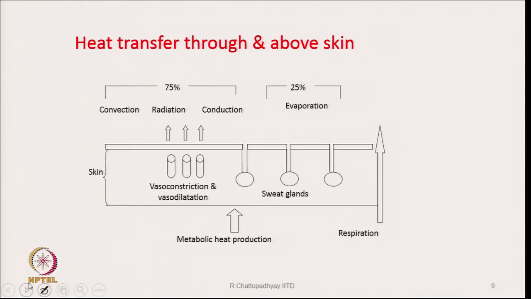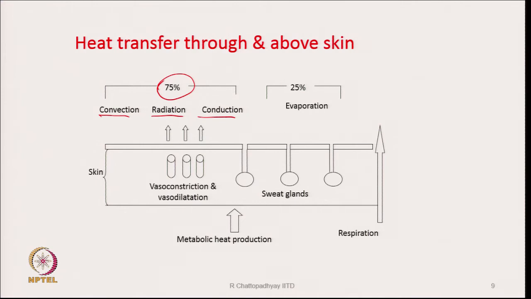Heat transfer through and above skin. This diagram gives you some idea about the heat that is moving out from the body. Part of it is passing through the skin and some of it is above the skin. So, through convection, radiation and conduction, these 3 modes, 75% of the body heat will escape.